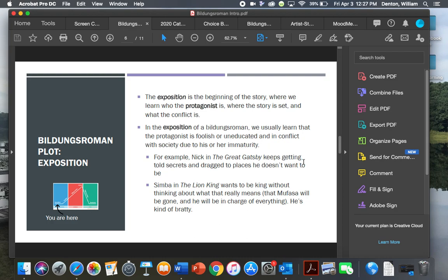Again, in Nick, he keeps getting told secrets and getting places he doesn't want to. He's dragged around. He doesn't quite get things. In Simba, the whole time he's like, I don't need this. I don't need this. And it's not until all the tragedy that befalls him that he has to step up and figure those things out. So that's what it is. The main character in a Bildungsroman is foolish or uneducated. Your tasks are going to be reading Bildungsromans and being able to go, after I read this, boom, right there. That's how the main character is being foolish or uneducated. Boom, there's an example of the main character being foolish or uneducated. That's the skill, what we're going for here.